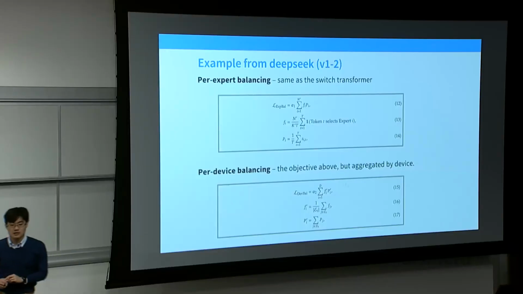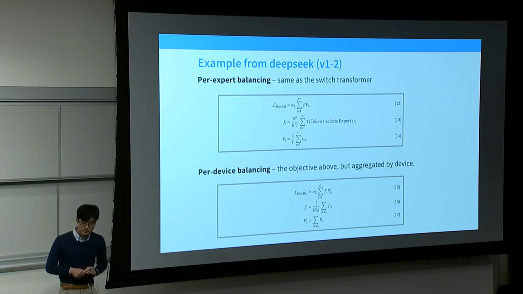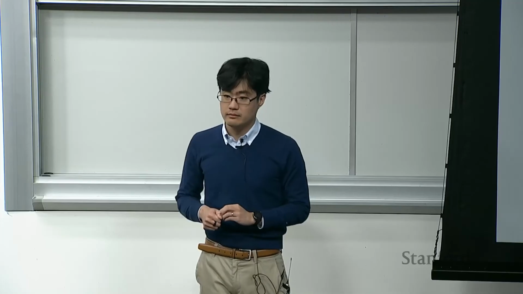Yes? Going back to the fact that hashing as a routing algorithm seems to improve performance, is there intuition for that?